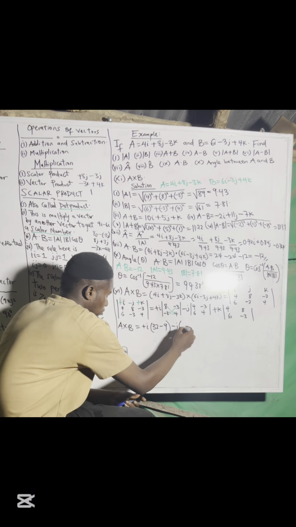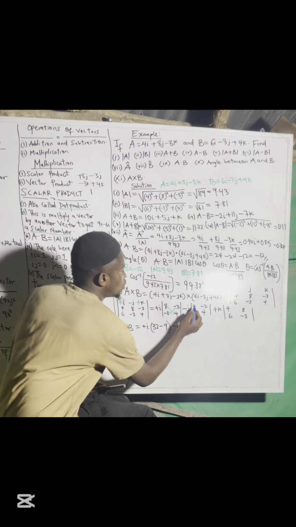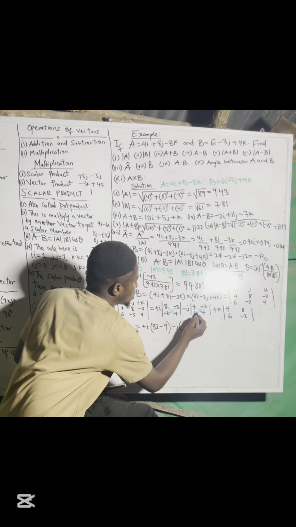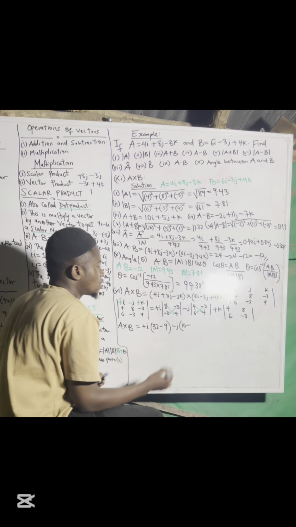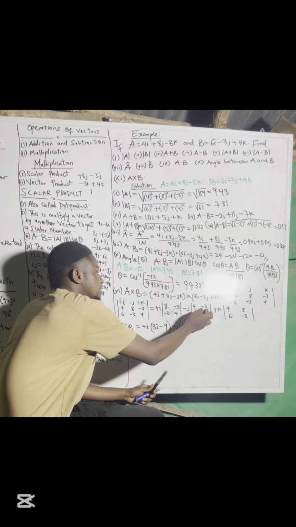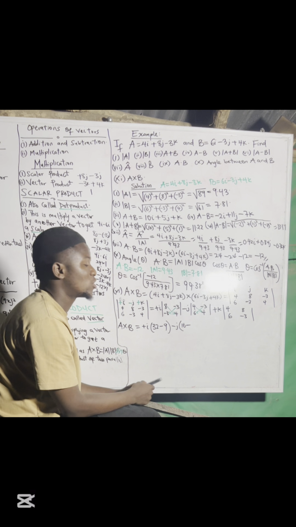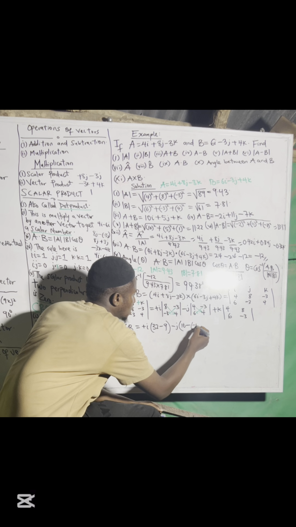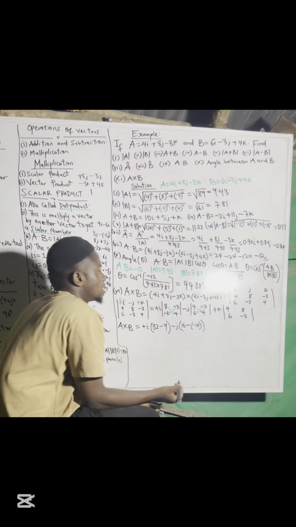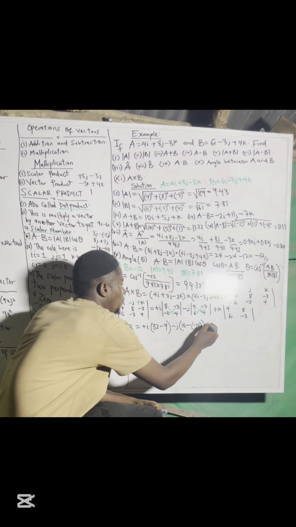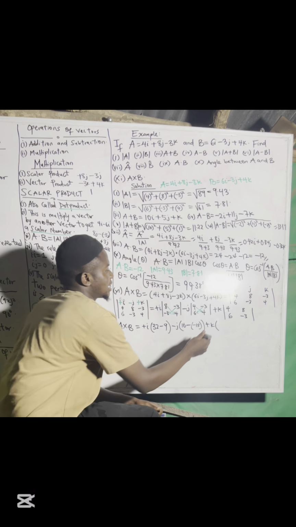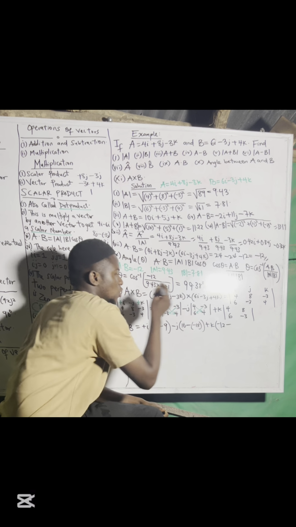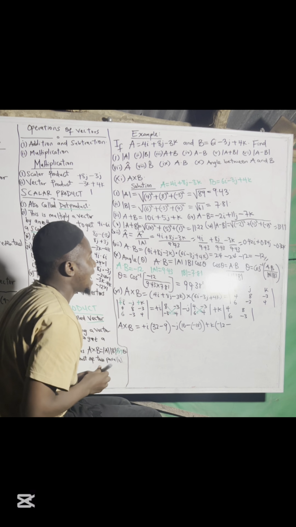Minus j. Also, use this to multiply this. 4 times 4, that is 16, minus 3 times 6, that is what? Minus 18. You will now open bracket and write minus 18, close the bracket, close the general brackets. Then plus k, open brackets. Also, 4 times minus 3, that is minus 12, minus 8 times 6, that is 48.